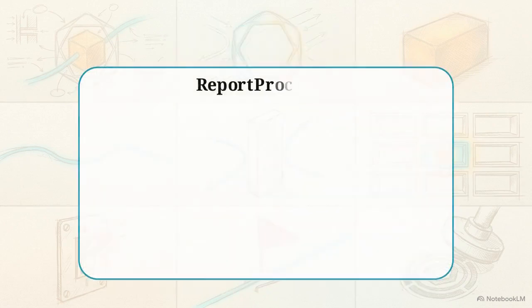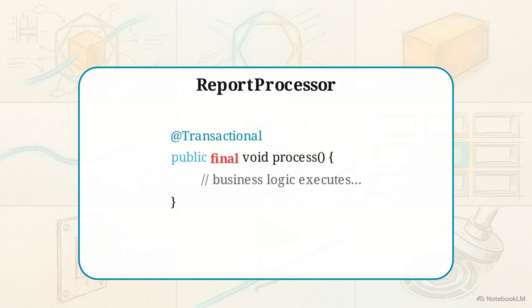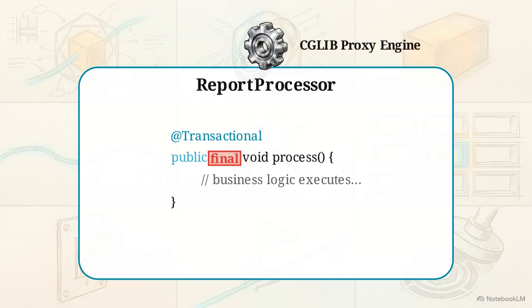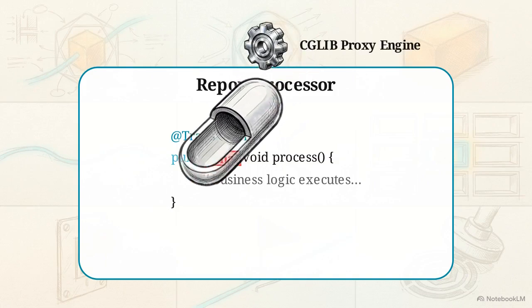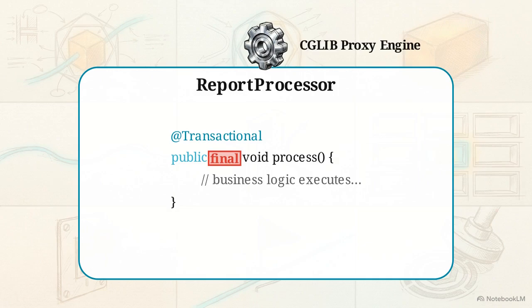Here is the abstract class layout for a report processor component. Notice the method is marked with the Java final keyword. Because Java strictly prevents subclasses from overriding final methods, this creates a fatal architectural trap. Due to this exact bytecode restriction, the CGLIB proxy generation engine is blocked entirely from intercepting the invocation. The transaction interceptor is never applied.